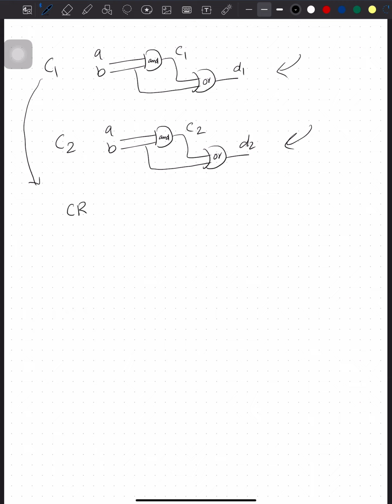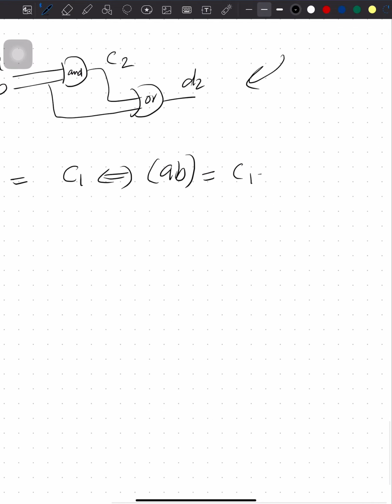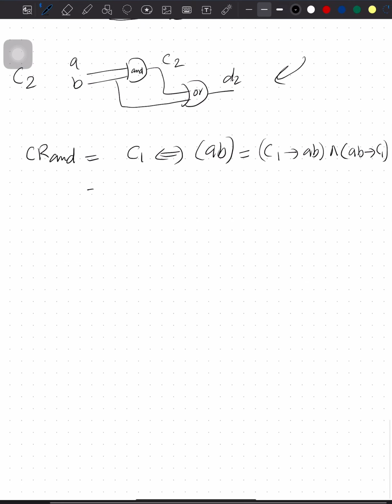Characteristic relationship for AND. So I'm just focusing on this part here. Okay, so I can say that C1 is equivalent to AB. And then I can further simplify this, as this means that C1 implies AB and AB implies C1. And we can simplify this further.